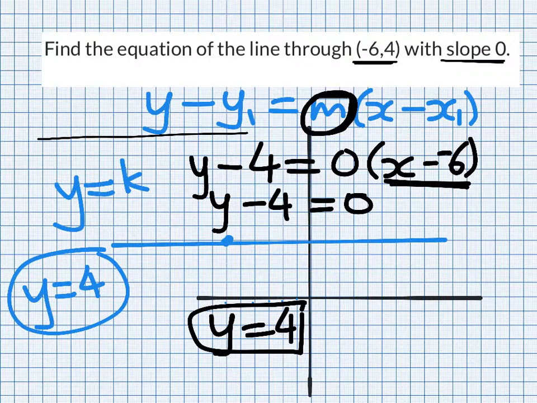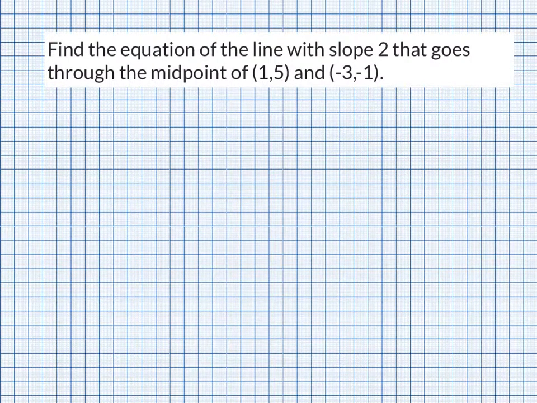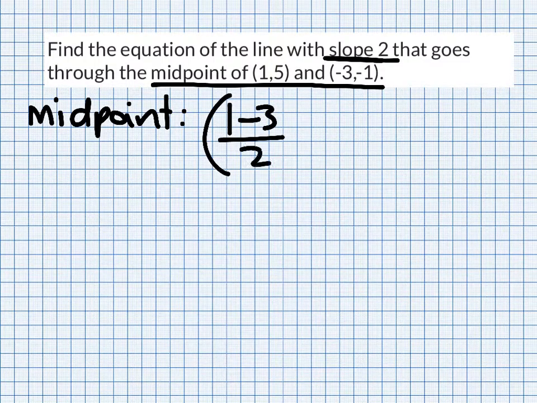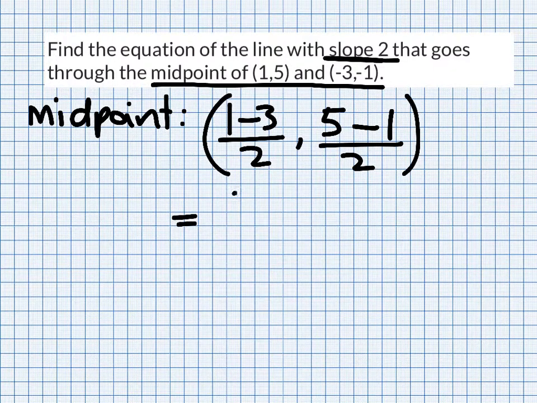Right, one last one, and I've stepped it up a little bit, so you're going to have to do some extra calculations for it. All right, this time we're finding the equation of the line with slope 2, so far so ordinary, that goes through the midpoint of these 2 points. So as we move further through this topic, we're going to link up more and more of the early skills that we did. So what's the midpoint? Well, the midpoint is halfway between the x values, so 1 minus 3 over 2 and 5 minus 1 over 2. So the midpoint here is -1 and 4 over 2 is 2.